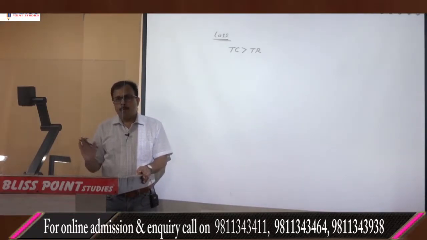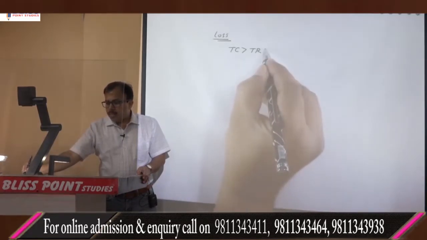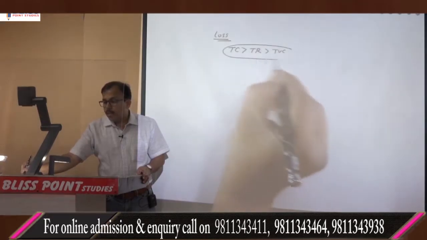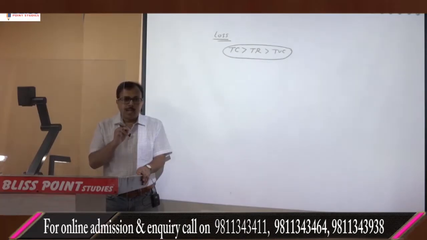The firm will operate when revenue is greater than variable cost. So when you draw the diagram for loss, you have to draw total revenue, total cost as well as variable cost, because only then can you make a decision whether the firm is producing any quantity or whether there is shutdown.